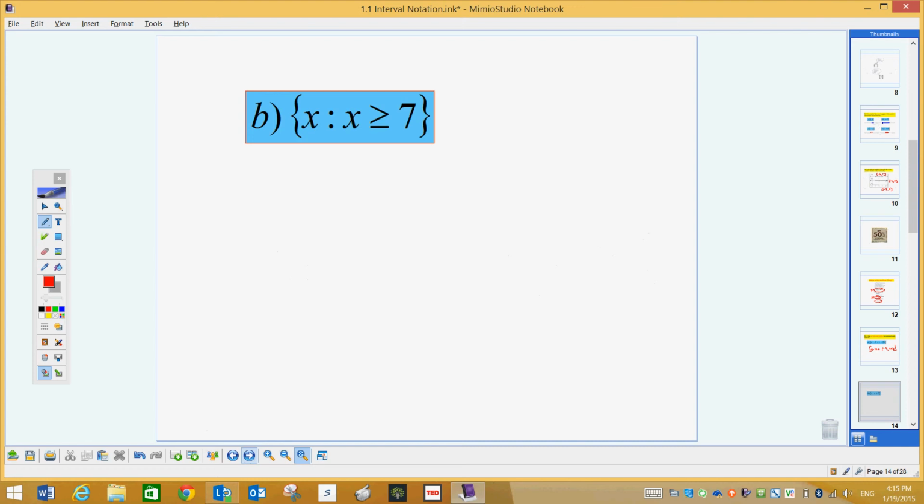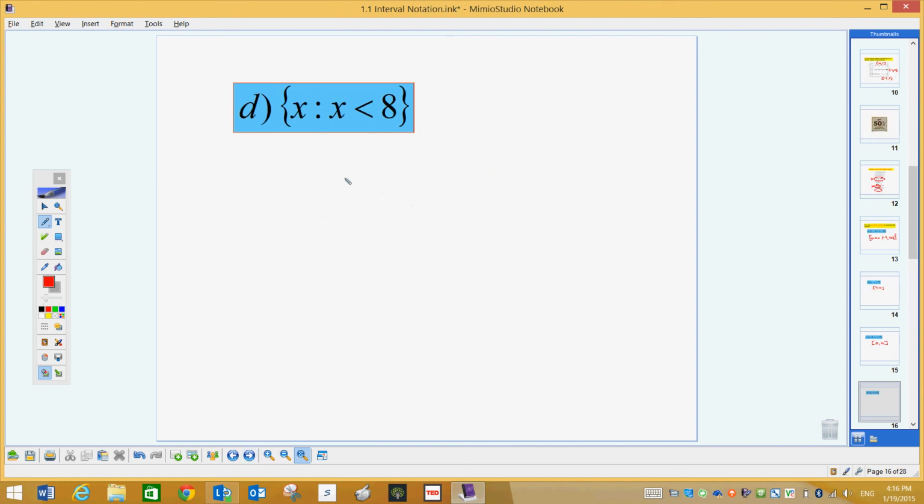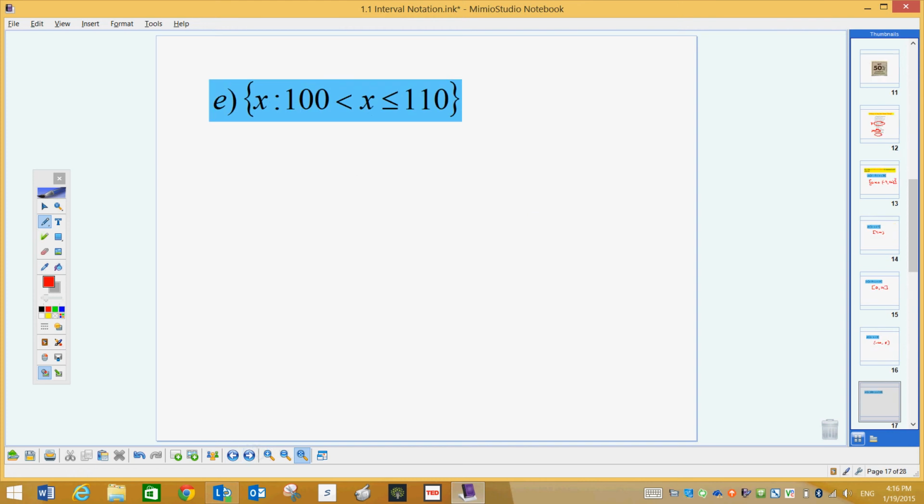For this guy here, if we're going to write it as interval notation again, I'm going to exclude the set interval notation now. It's just going to be interval notation. This would be square bracket 7 to infinity with a round bracket. For C, they're both included, so it would be square bracket 0 to 14. X less than 8. Again, we're going all the way to negative infinity with a round bracket and 8 with a round bracket. 100 to 110 would be a round bracket on 100 to 110 with a square bracket.